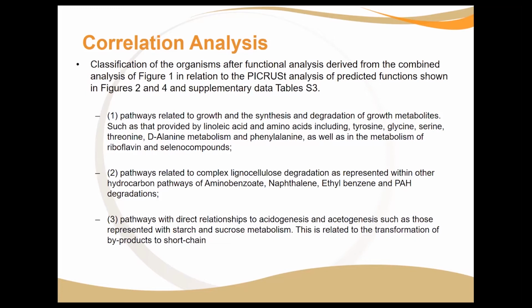So in that way, we were looking specifically at the tyrosine, glycine, serine, threonine, and the rest of those. And then we also looked at pathways that were related to complex lignocellulose degradation, because we understood that the microorganisms functioned majorly to help in the degradation of this lignocellulose in the rumen. And also in this particular biogas digestion, it functions for hydrolysis to break down the complex compounds that are found within the structure of the lignocellulose. Then thirdly, we focused on pathways with direct relationship to acetogenesis and acidogenesis.